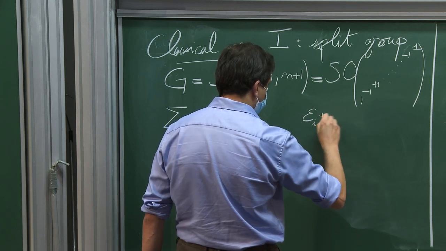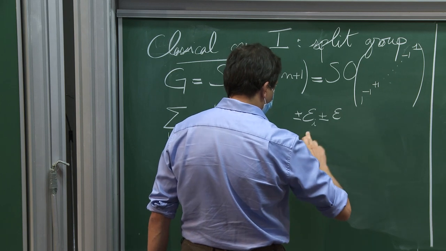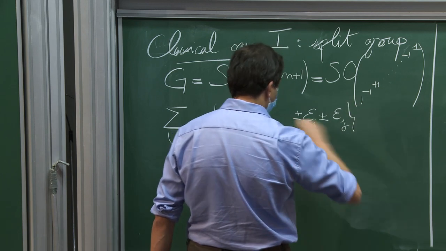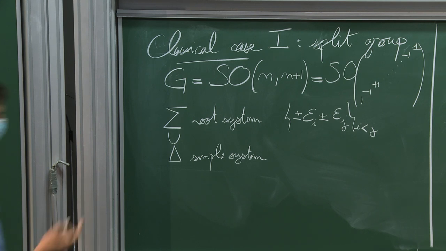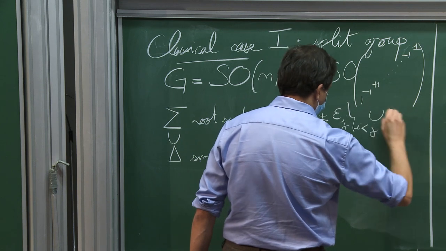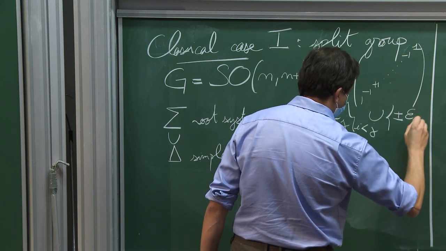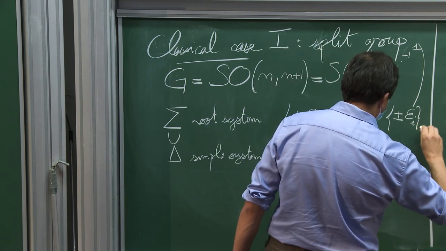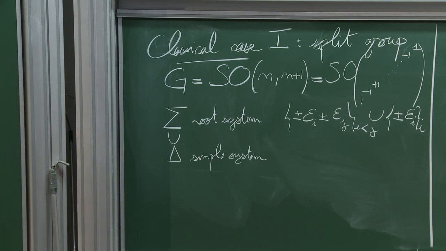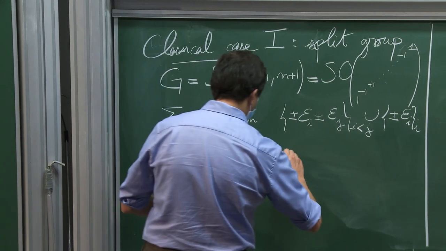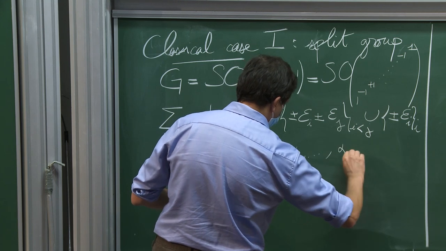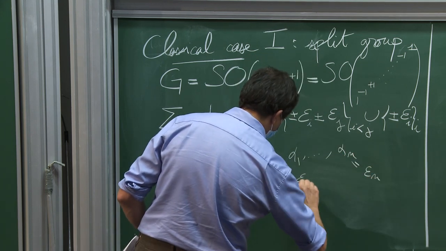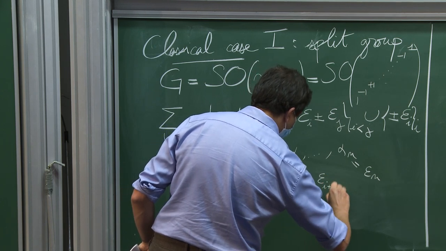It's all the plus or minus epsilon_j plus or minus epsilon_i for i less than j, where epsilon_i is the standard basis of R^n, which is a part of the Lie algebra of SO(n, n+1), and the plus or minus epsilon_i for i between 1 and n. And the simple system here is the generating family for the root system. It's alpha_1 up to alpha_n. Alpha_n is epsilon_n, and the other alpha_i are epsilon_i minus epsilon_{i+1}.